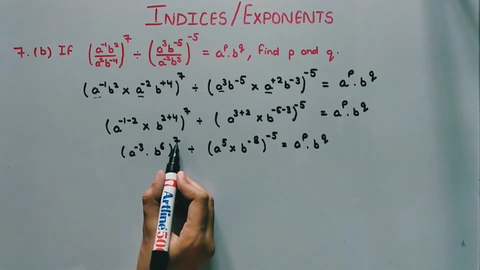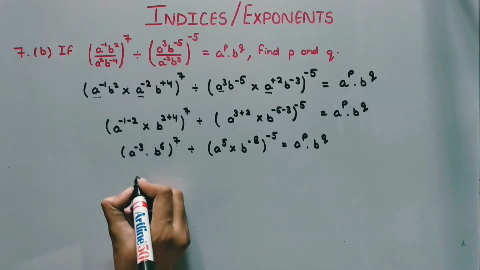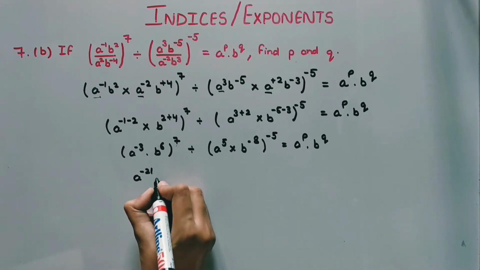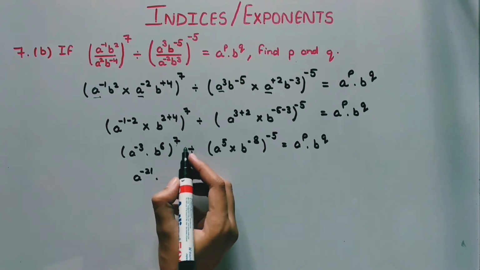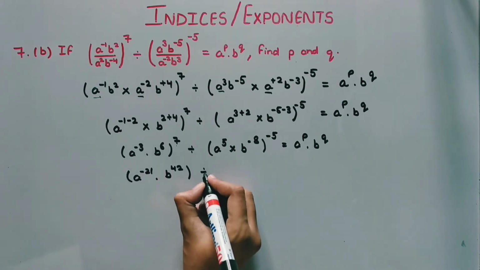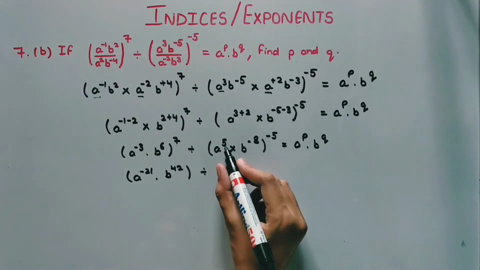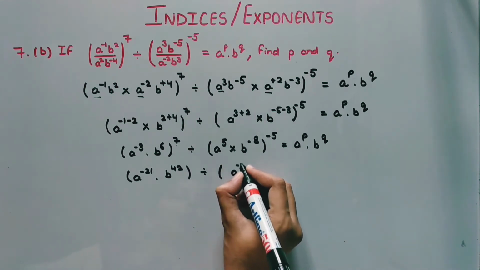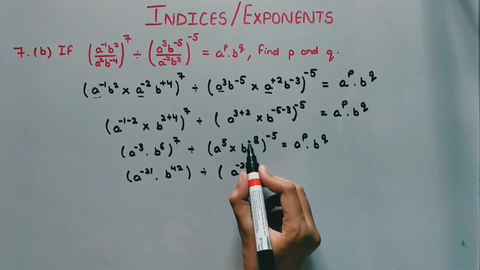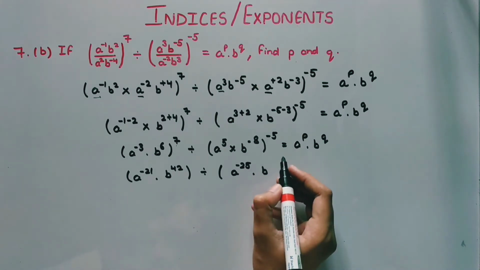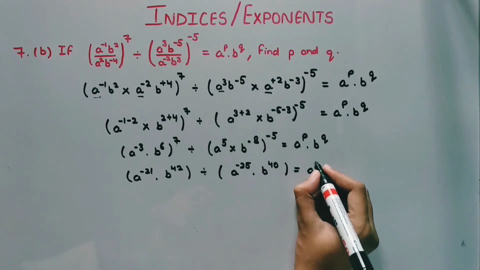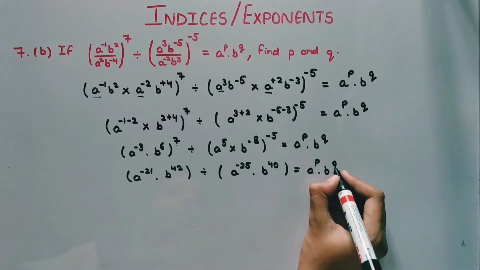Now we will multiply these terms with these powers. a raised to power 7 into 3, 21, minus 21, multiply by 7 into 6, 42, b raised to power 42, divide by, similarly we will multiply this term with these, a raised to power will be minus 25 into b raised to power 8 5s are 40, and minus sign multiplied by minus sign is positive, hence b raised to power positive 40, that is equal to a raised to power p, b raised to power q.